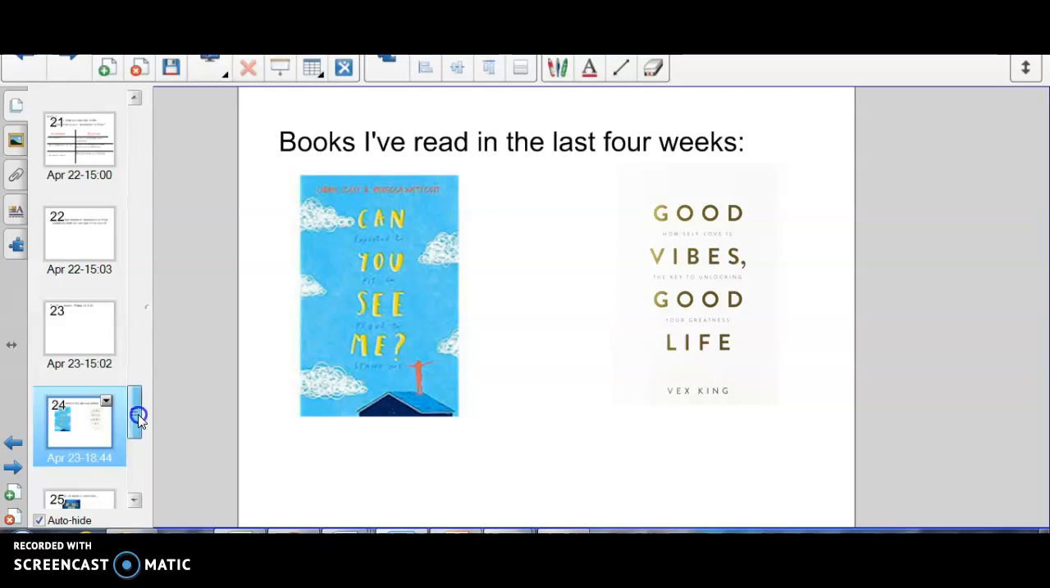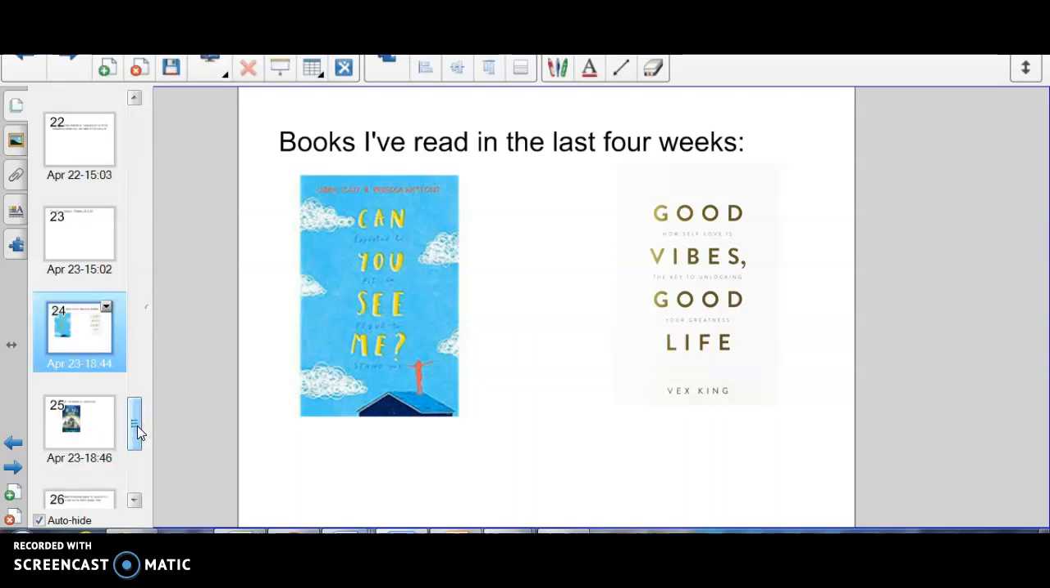Now, I've read these 2 books so far since we've been off. I've read Can You See Me, which is a book about an autistic child. Quite a sad book, but very relatable to real life. So that was quite a sad book that I've read. And I've read this adult book here called Good Vibes, Good Life.